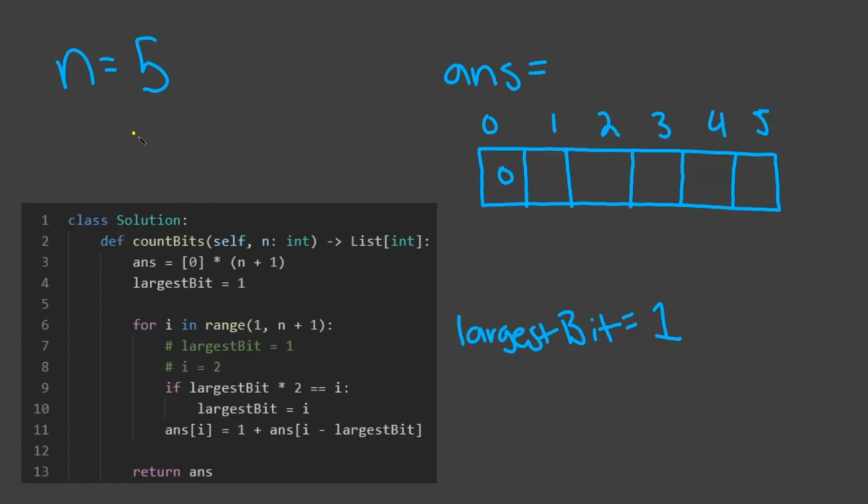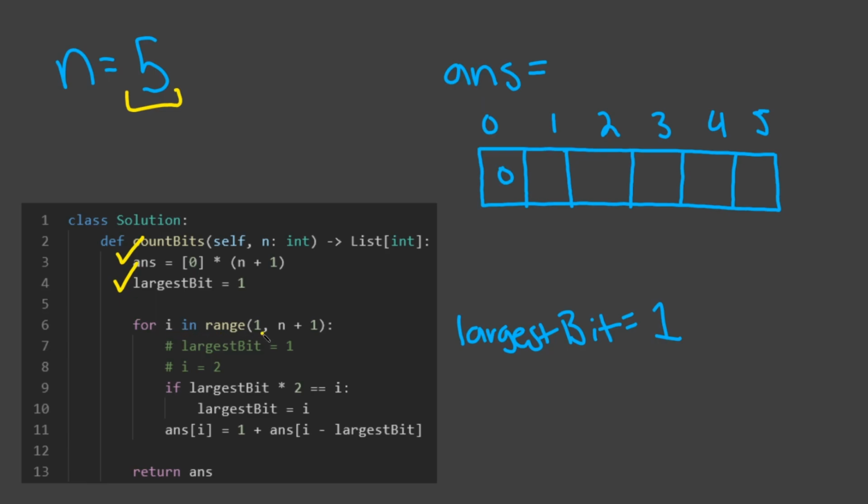So to start, the example we're going to be doing is n equals 5, and in our code, we initialize our answers array to be all zeros for a size of n plus 1. So as you can see, our answers array is a size n plus 1, and I only put a 0 for now because we're going to update the rest, so I don't want to make it too messy. And then our largest bit is going to be initialized to 1, which I've already done here. So these are checked off, and now we can go into our for loop.